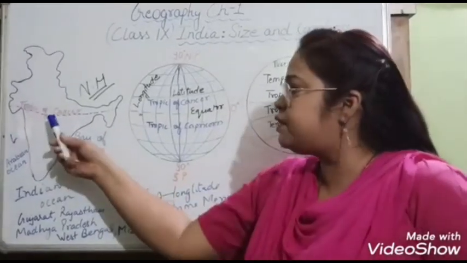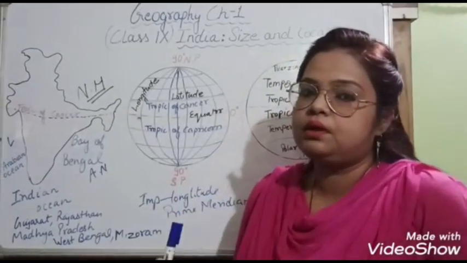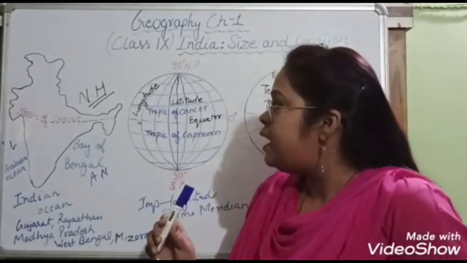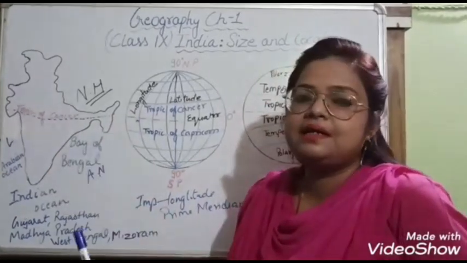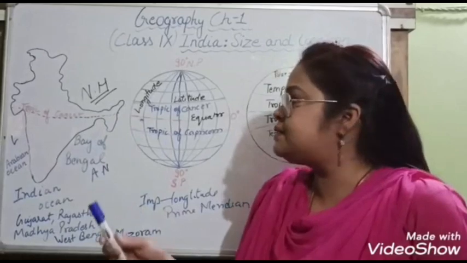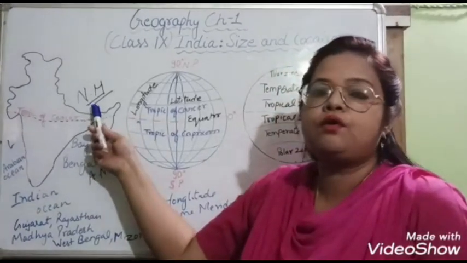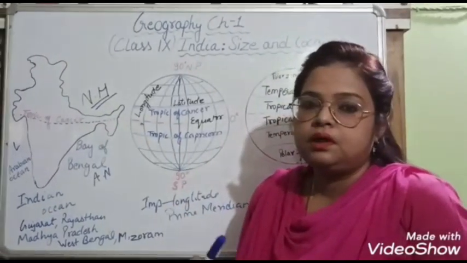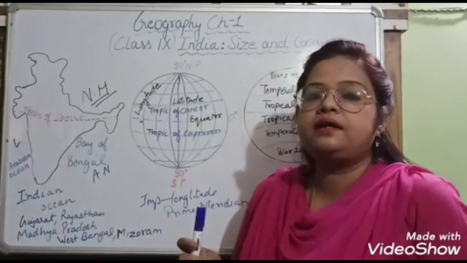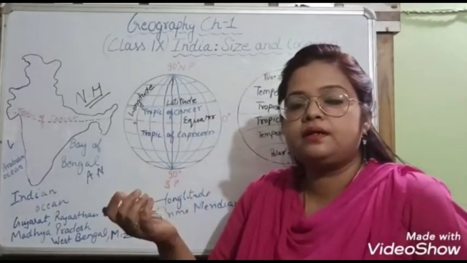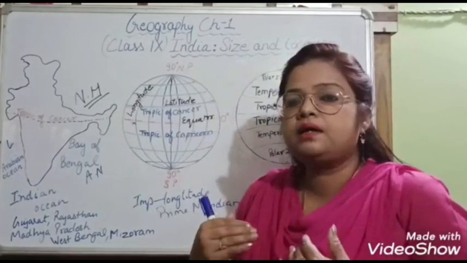So children, this is one of the most important things, that this latitude crosses India. And another important thing is that our country lies in the northern hemisphere of the earth. We have the complete earth, and it has two parts, the northern hemisphere and the southern hemisphere, but our country lies in the northern hemisphere.